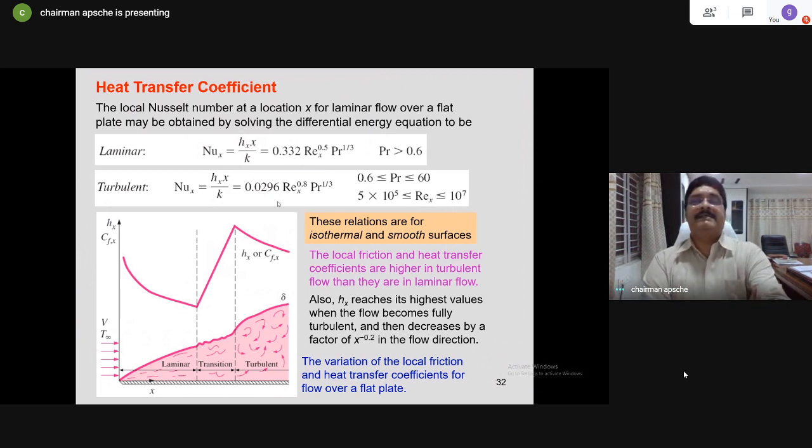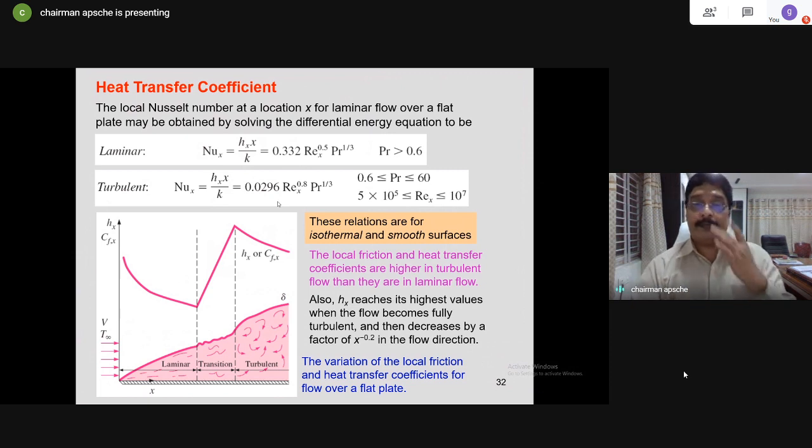Please remember, there's an expression for NUX. What do you mean by that NUX? You get HX. That means what? You get the local heat transfer coefficient. That's not the average heat transfer coefficient. For laminar, you multiply that with 2, right? And for turbulent, this is the equation. I just request you to please go through any standard textbook to understand local heat transfer, average heat transfer, laminar flow and turbulent flow equations.